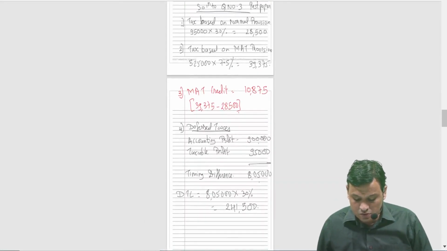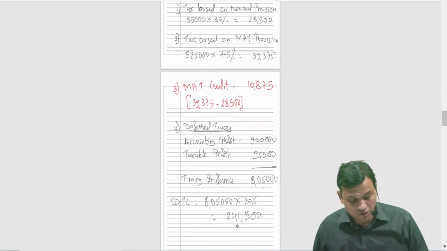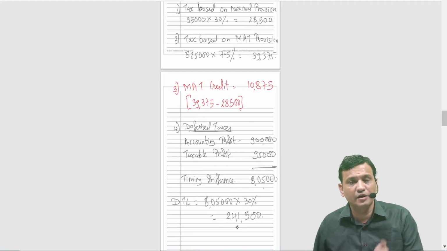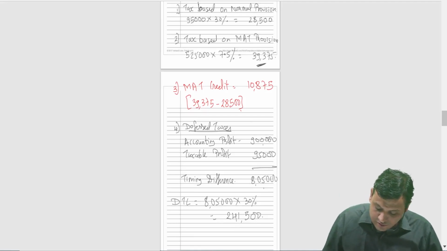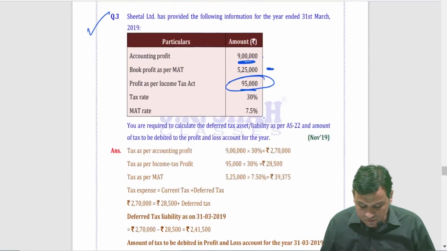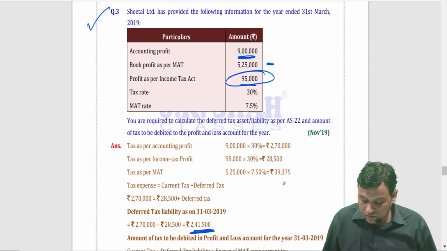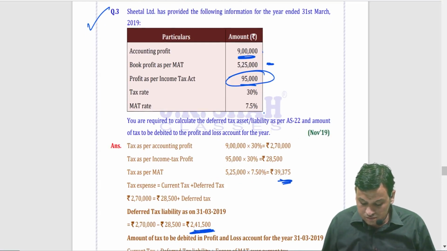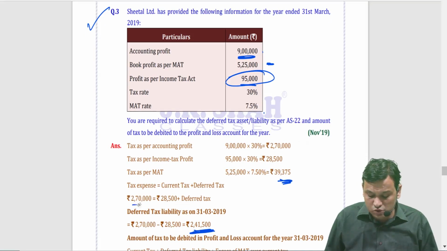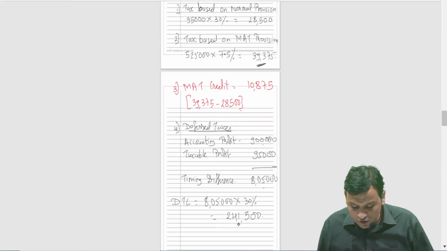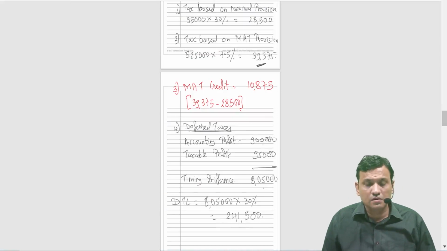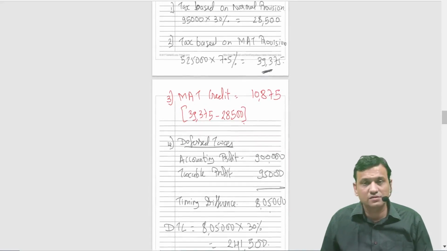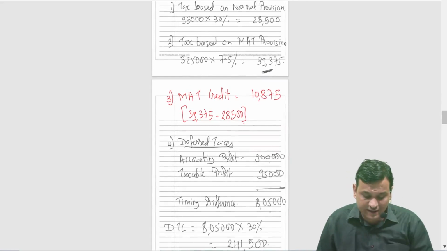Okay, friends. So I will be creating a DTL, profit and loss account debit, deferred tax liability 2,41,500. And my current tax will be 39,375. And of course, I will be having a MAT credit, which will be credited to profit and loss. My tax expense is nothing but 2,41,500 plus MAT tax 39,375 minus MAT credit 10,875. So your total current tax plus deferred tax minus MAT credit is your tax expense.